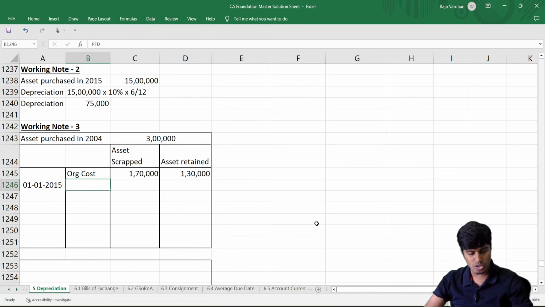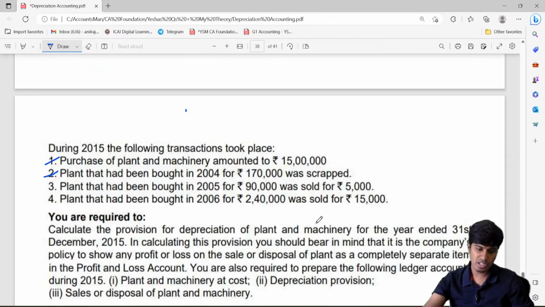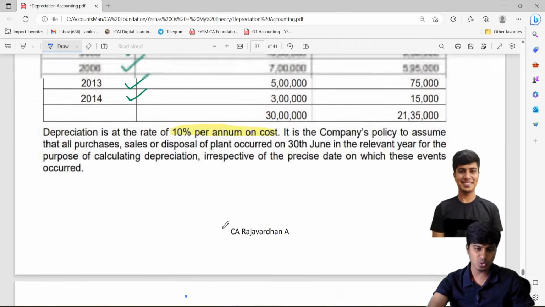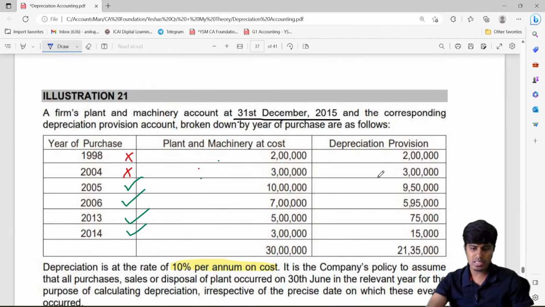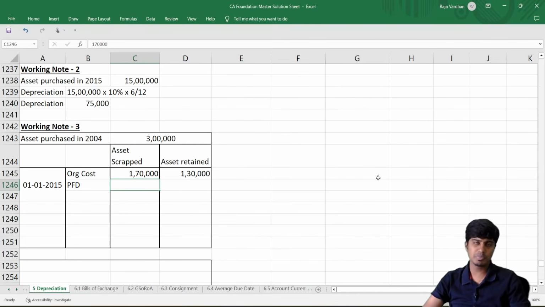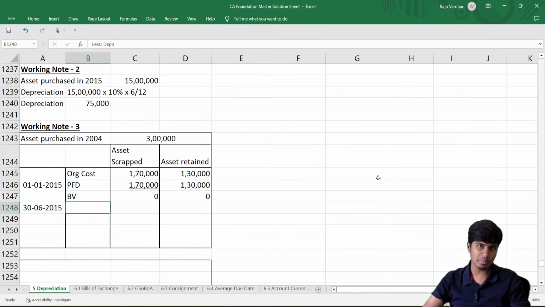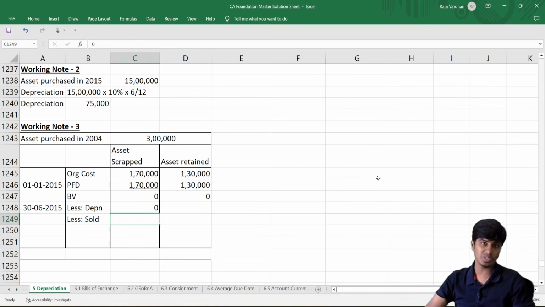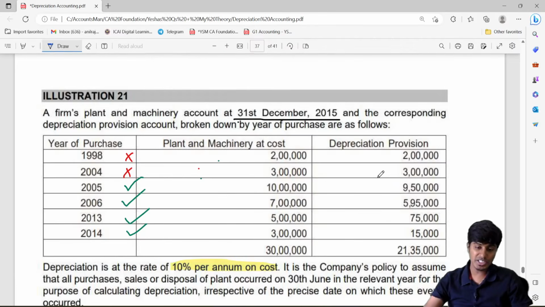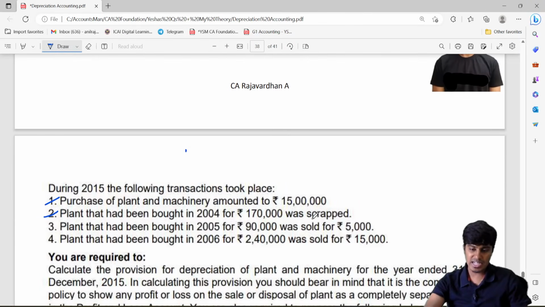Now let us see the provision for depreciation on this asset. Provision for depreciation against this asset purchased in 2004 is 3 lakh rupees. If I split that 3 lakh, it will be 1,70,000 and 1,30,000. So the book value of the asset is 0. There is no point in providing depreciation in the middle of the year because the asset is already 100% depreciated. Now I'll say sold. How much of it is sold? 1,70,000.